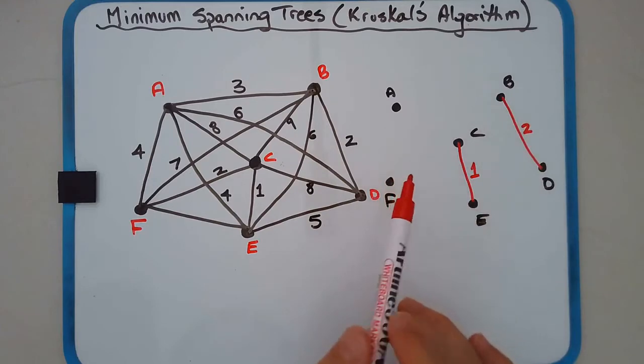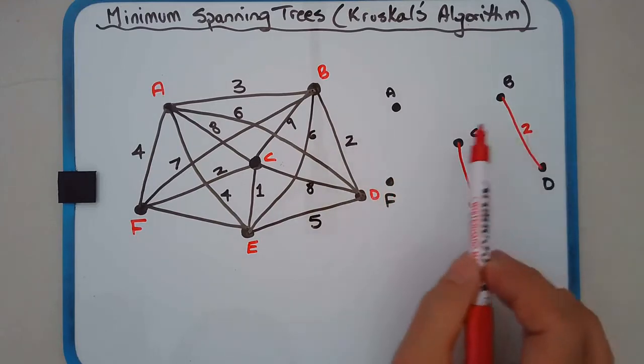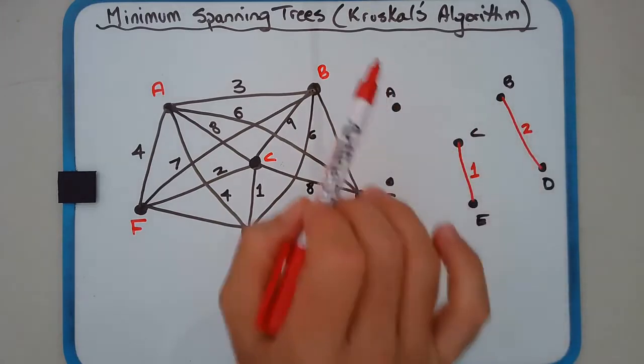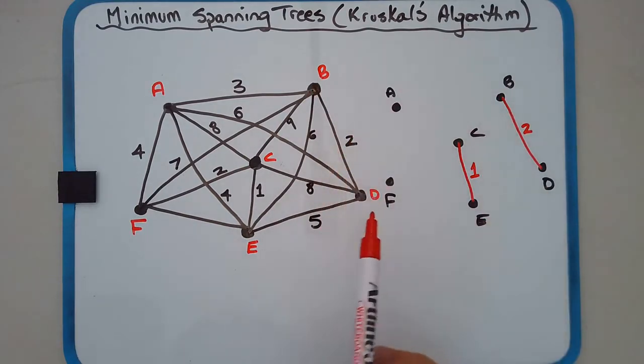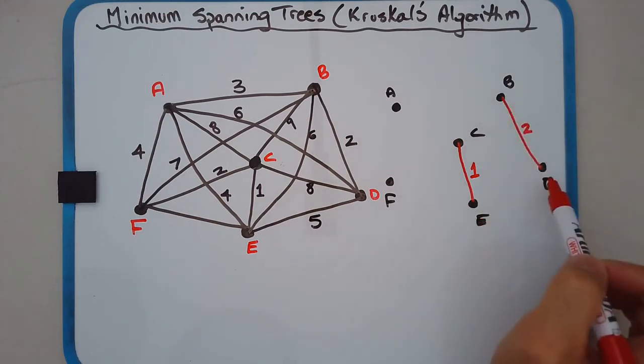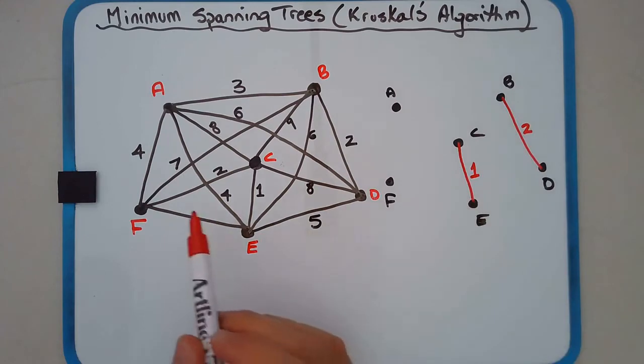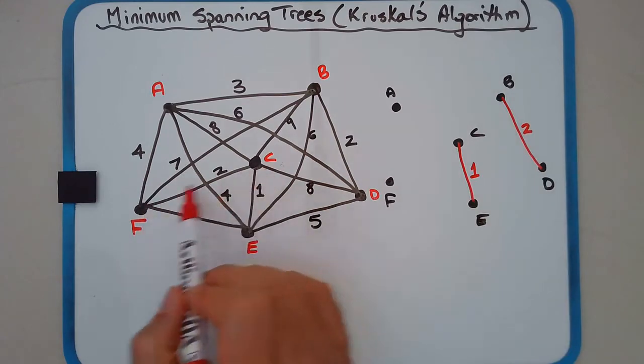It's a tree, but it's not a spanning one. Kruskal's algorithm basically just picks edges randomly, as long as the edges are of minimum weight. That's the only condition. So BD's there, C is there. Now we've got FC.